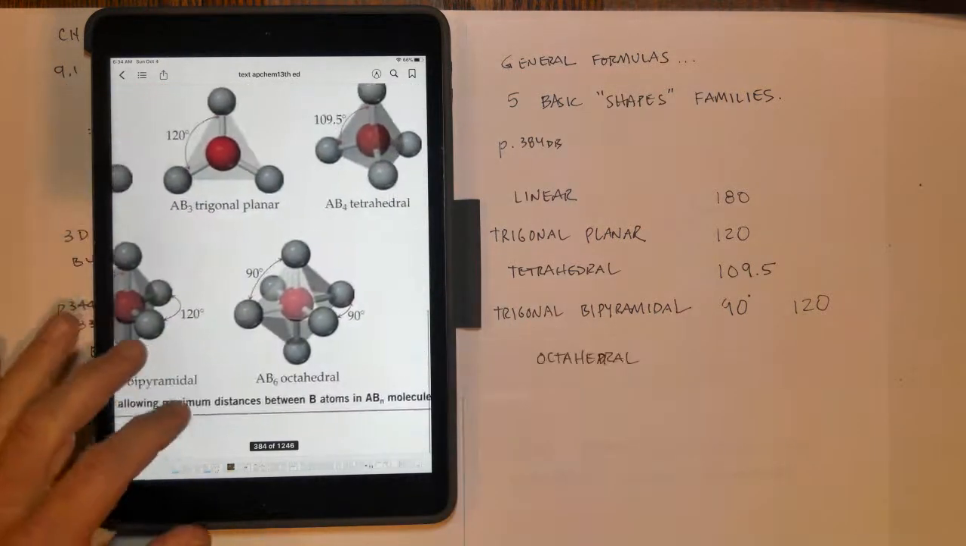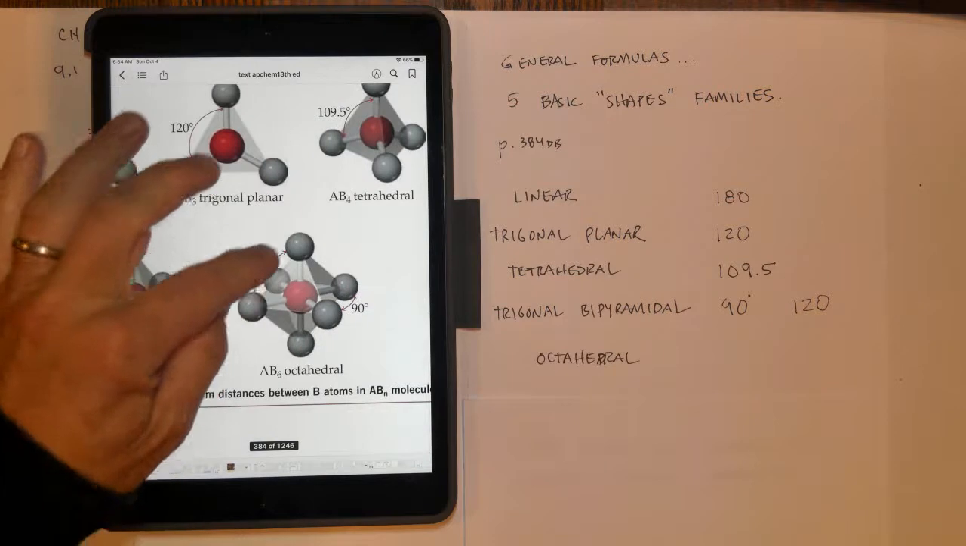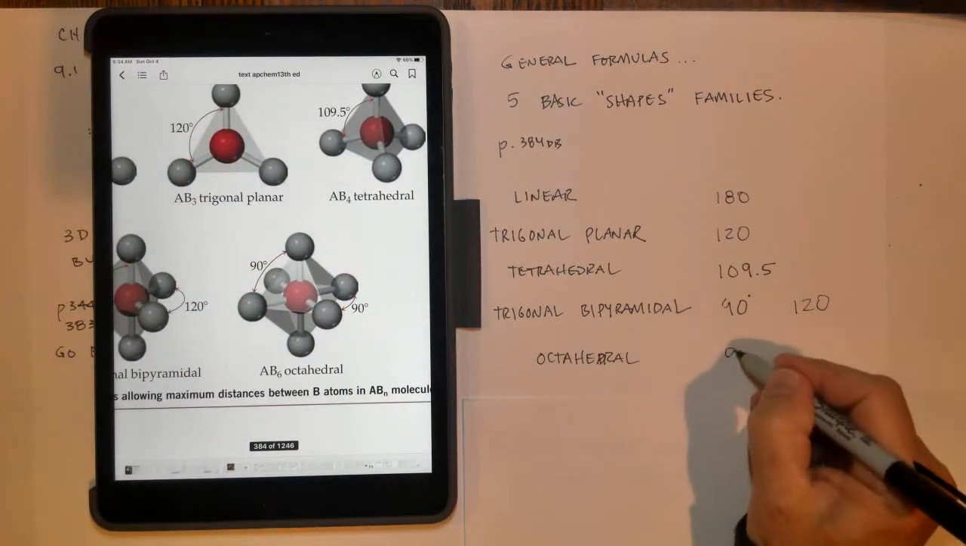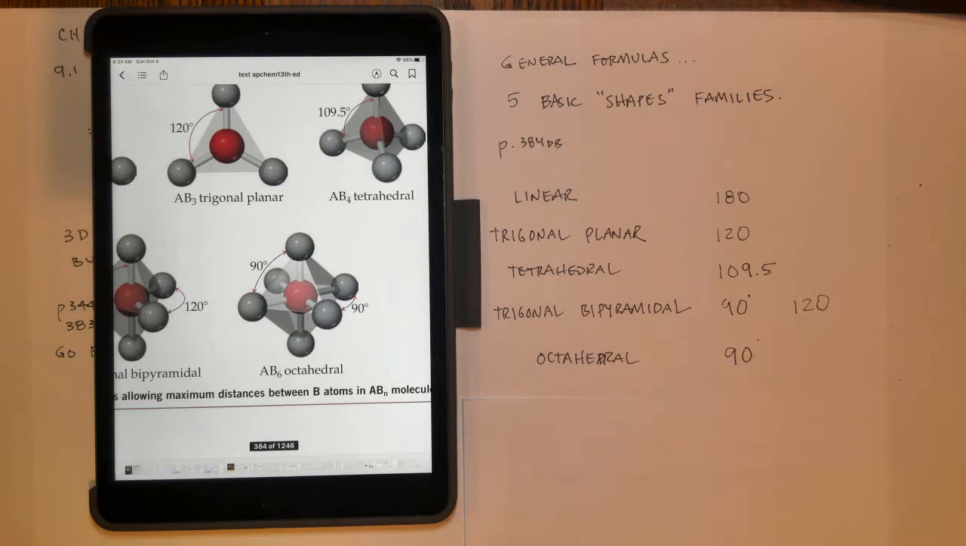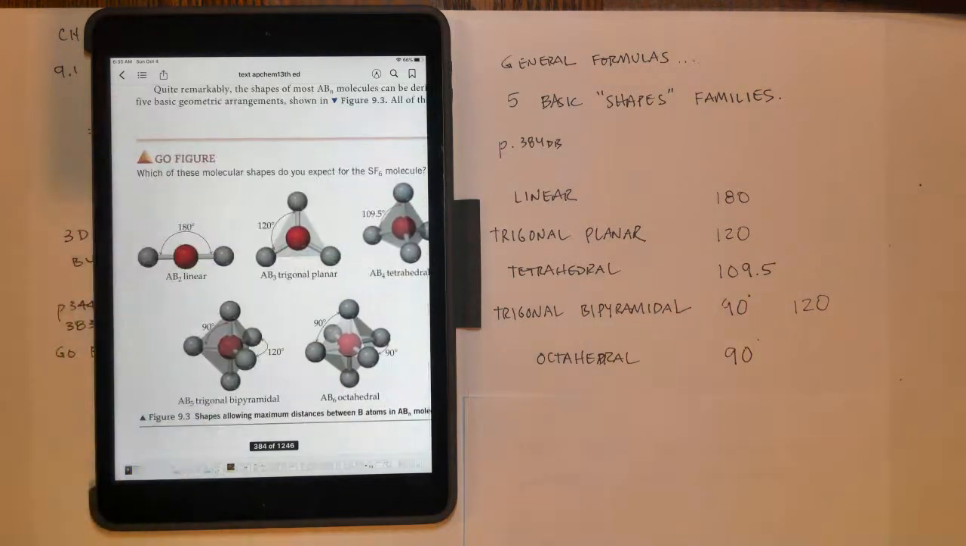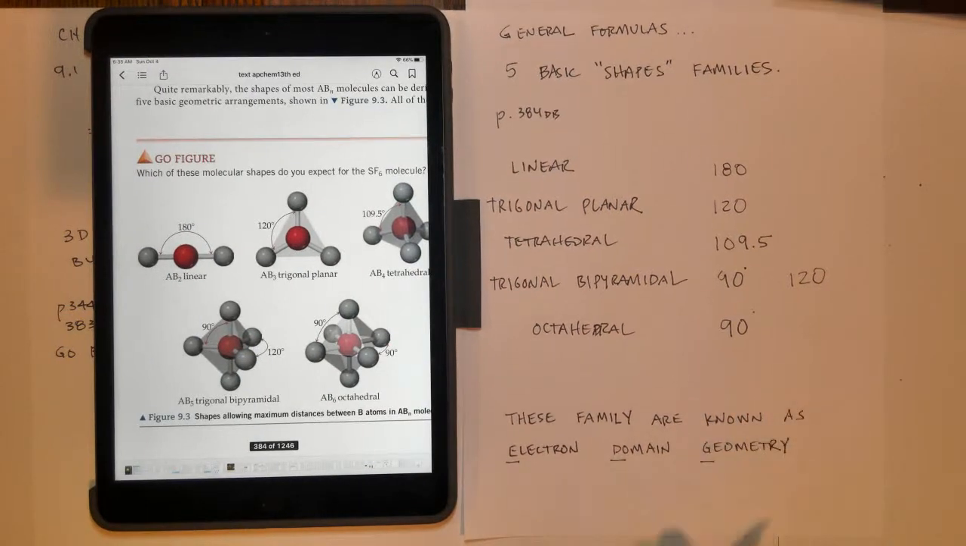And then the last one's octahedral, and you can see that's with 1, 2, 3, 4, 5, 6 atoms around the central atom, and that one ends up having just 90-degree bond angles as well. Everything else that we learn is based on these 5 families of shapes, and these families are known as the electron domain geometries.